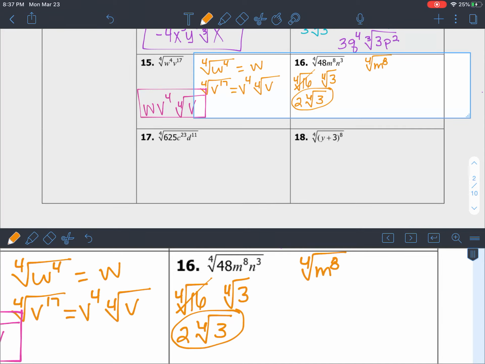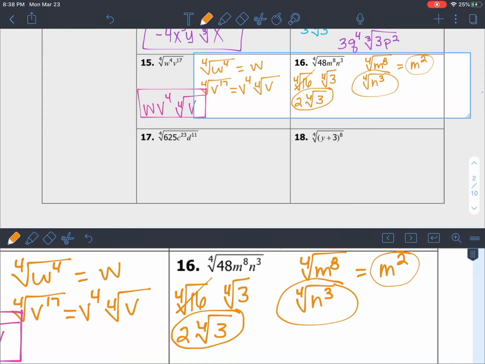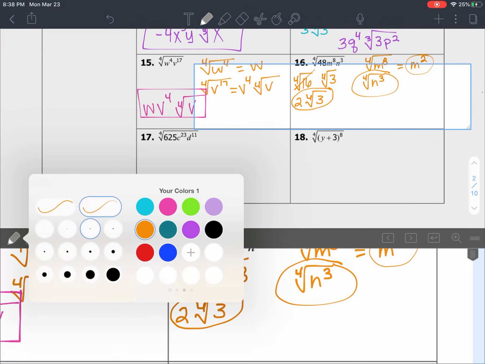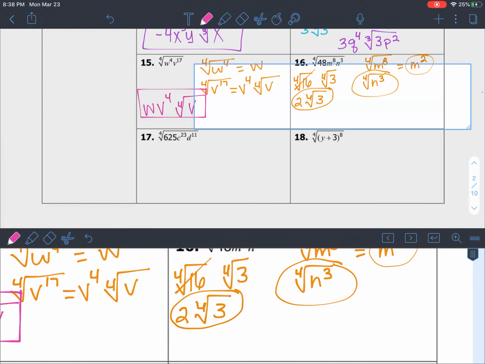And then we think about m to the 8th. So we think about the 4th root of m to the 8th. How many groups of 4 can I fit in 8? So that's 2 with none left over. And then I think about the 4th root of n cubed. How many groups of 4 can I fit into 3? Well, I can't fit any, so we keep that.